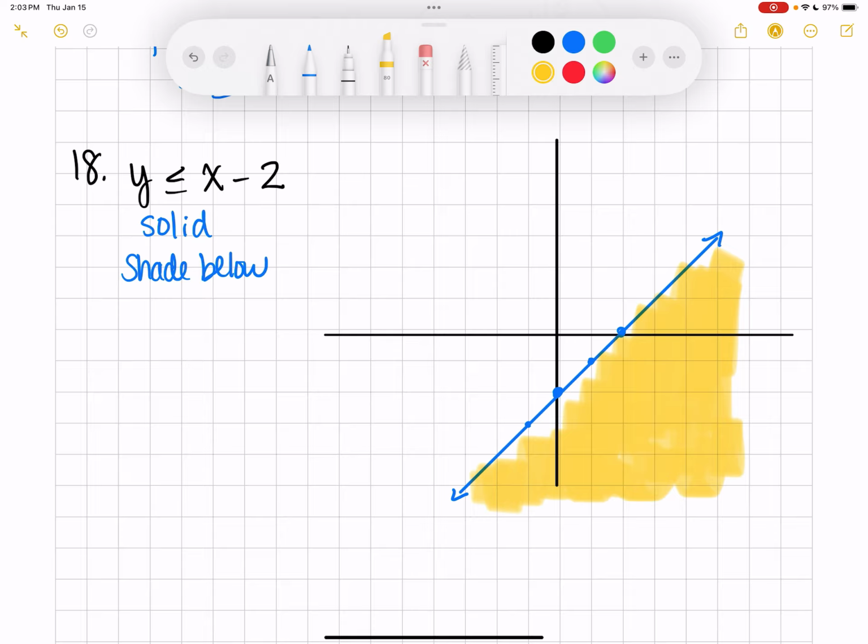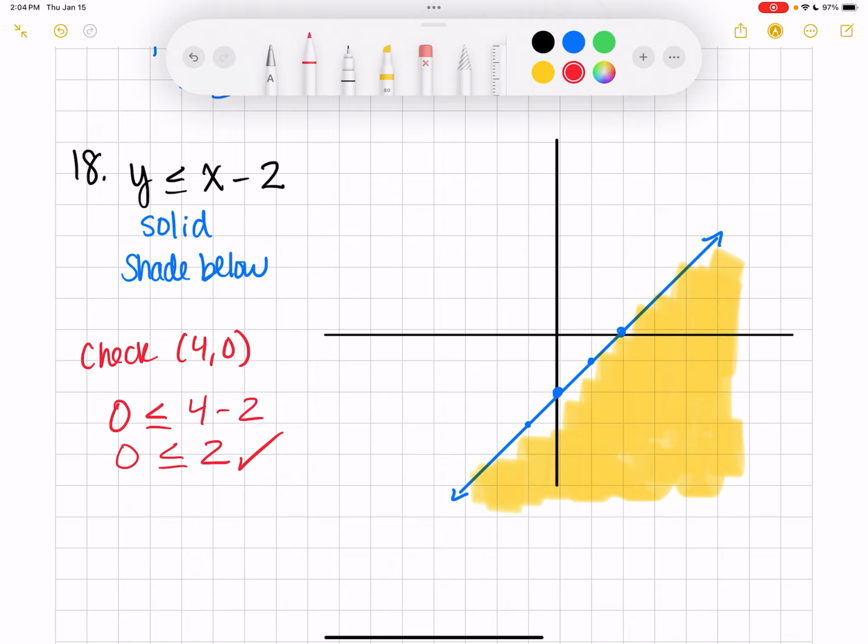The other way I can do this, if I'm not sure, is the way it said in the different steps. I usually do it this way, but we can also check a point down here. If I have shaded correctly, then the point (4, 0) should be a solution to this inequality. So I'm going to check the point (4, 0). That means 0 is less than or equal to 4 minus 2, which is 2. 0 is less than or equal to 2. That's true, so I know I've shaded correctly.